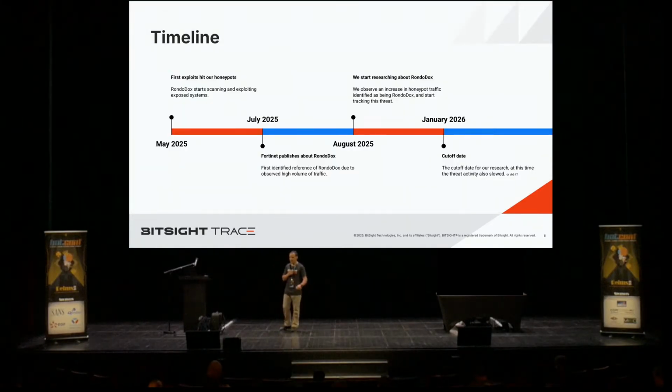So in terms of timeline, May 2025 is when we first saw exploits for it, so we don't know if it was active before. In July 2025, Fortinet first publishes about it because they were seeing a lot of activity. Around August, we also saw an increase in activity on our honeypots, and then we started doing this research. Around January 2026 is when we cut off the data for this presentation. It coincided with when they actually slowed down their activities. Also recently, around late February, they started having more activity, which I'll try to show some of here.